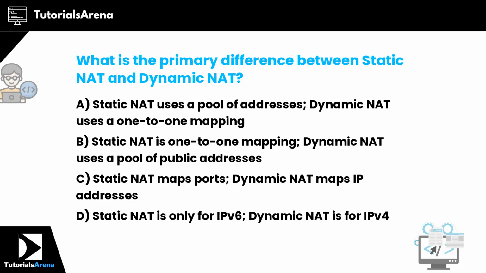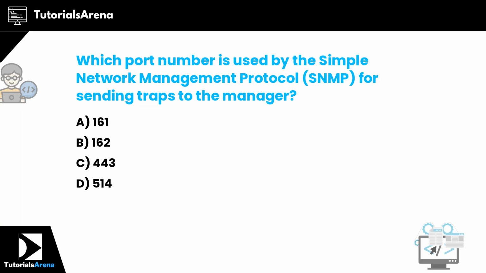What is the primary difference between static NAT and dynamic NAT? The correct answer is option B. Static NAT is one-to-one mapping. Dynamic NAT uses a pool of public addresses. Which port number is used by the Simple Network Management Protocol, SNMP, for sending traps to the manager? The correct answer is option B, 162.